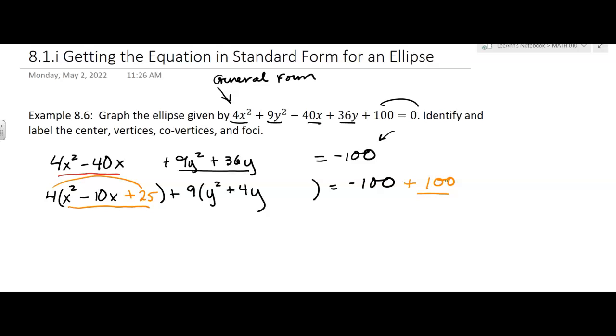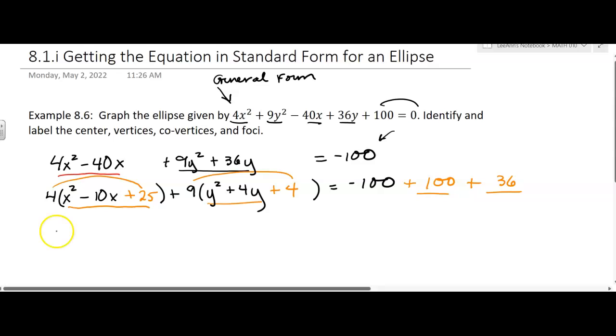All right, now we're going to do the same thing for the y. We're going to look at these two terms. We're going to take half of 4, which is 2, and square it, which is 4, plus 4. So we're going to add something to the other side, but it won't be 4. It's going to be 9 times 4, which is 36. Okay, now we're going to be getting somewhere.